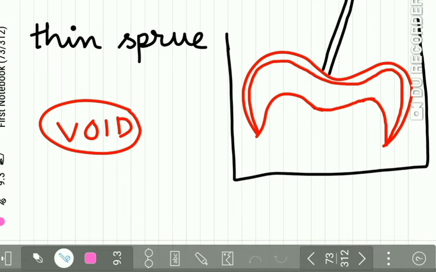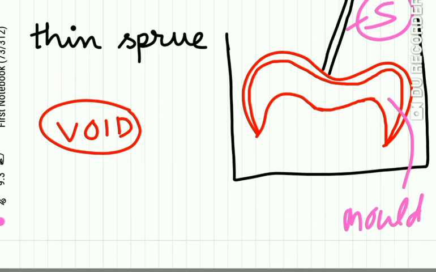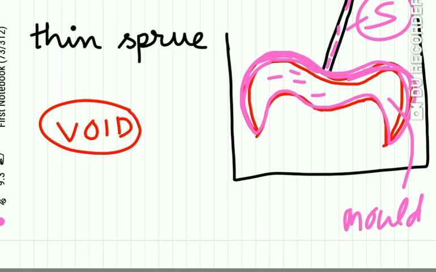Now, if this is the casting ring containing the burnt out space or the mold, and this is the sprue. If this sprue is very thin, what happens is that when metal is passed from this sprue, it occupies first the outer surface of the mold. And this outer surface of the mold becomes solidified first, leaving back an internal core of still molten alloy.